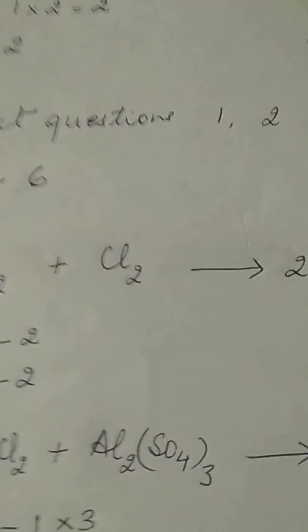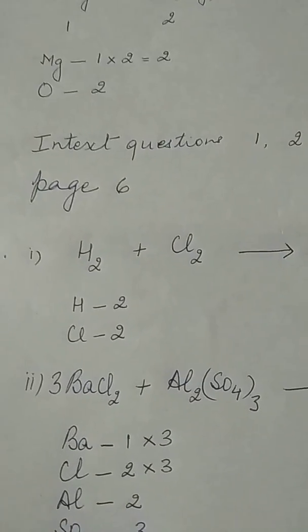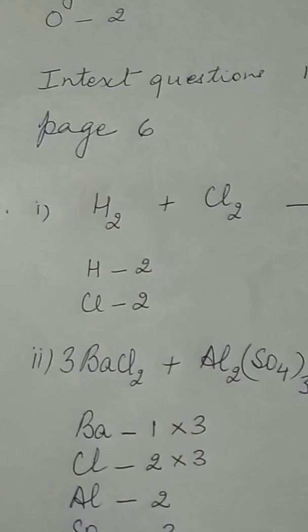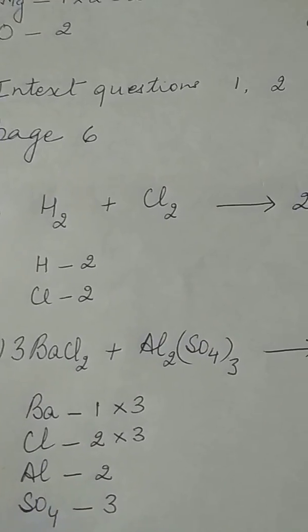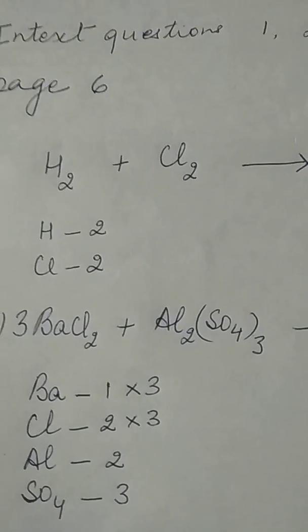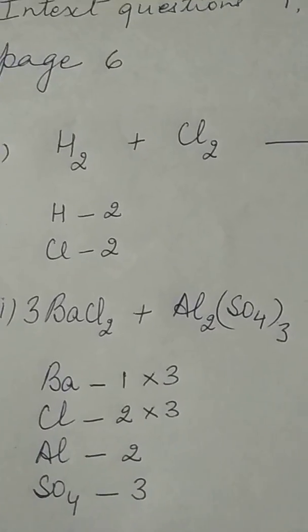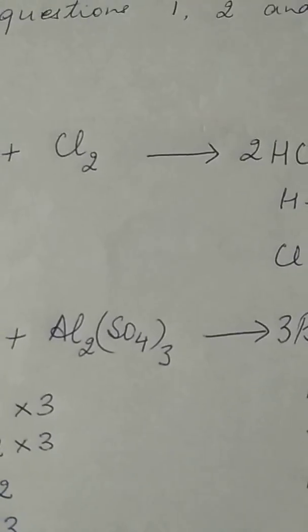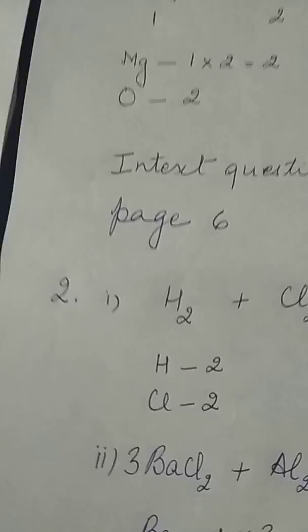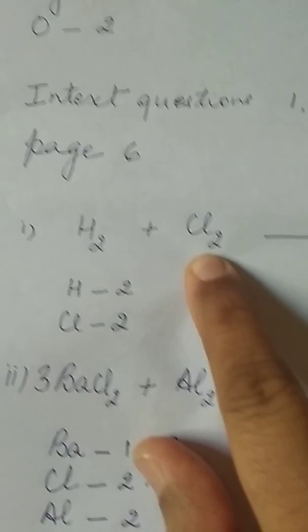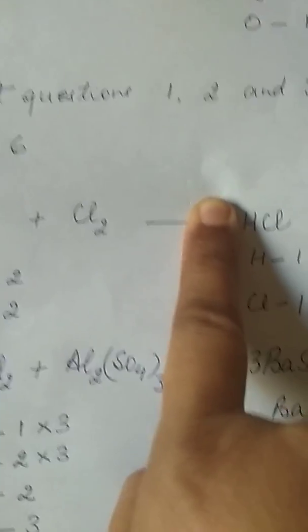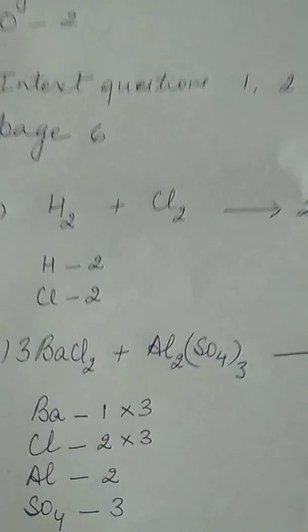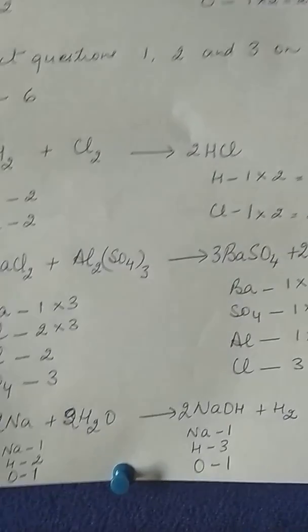Now, let's move to the second question. The second question asks you to balance the various chemical equations given. They are word equations, you have to convert them into symbolic representation. So here now, the first one talks about the reaction of hydrogen with chlorine to give HCl. Now, if we look at the formula of hydrogen, it is H2, the formula of chlorine is Cl2, and the product of the reaction is HCl. But if the 2 is not written over there, then it is an unbalanced chemical equation.